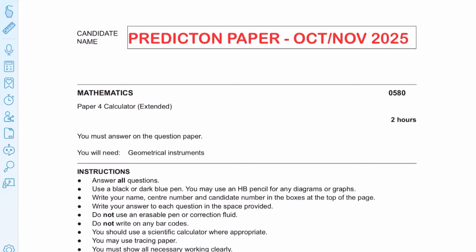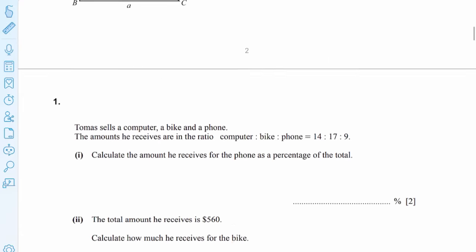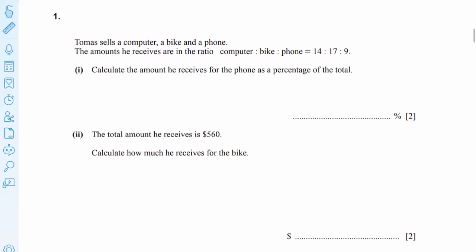This is a prediction paper for calculator 1 for October November 2025. So let's have a look. Okay, so first question is: given that the person sells a computer, a bike and a phone, and the amount he receives in the ratio computer, bike and phone is 14, 17 and 9. Calculate the amount he receives for the phone as a percentage of total.